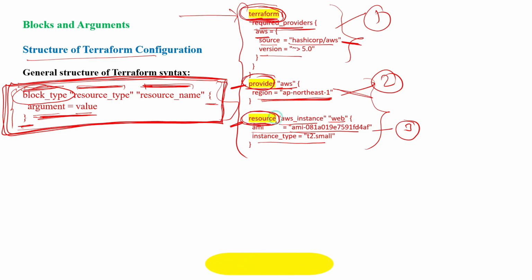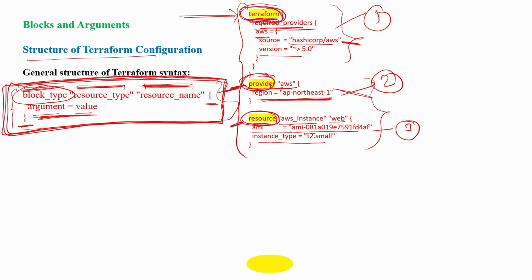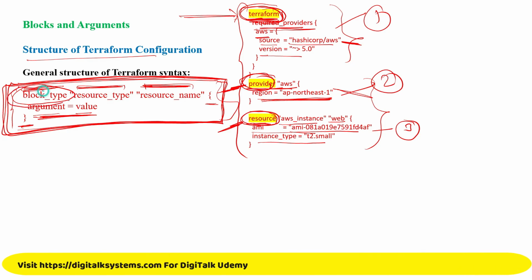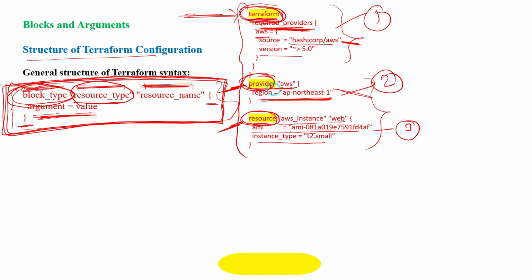There is a predefined set of blocks that we use according to the requirement. For example, if you are going to initialize Terraform, we have to use a Terraform block. If you are going to use any of the providers, then you have to use a provider block. If you are going to create different resources, you have to use the resource block. So this is the block type, which is a predefined element. Then we have a resource type. In this block we have required_providers, and here we have given AWS.